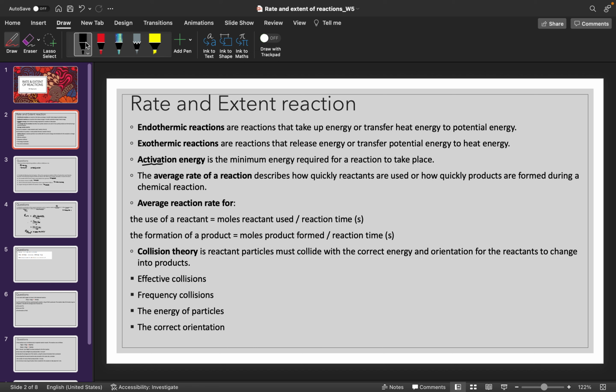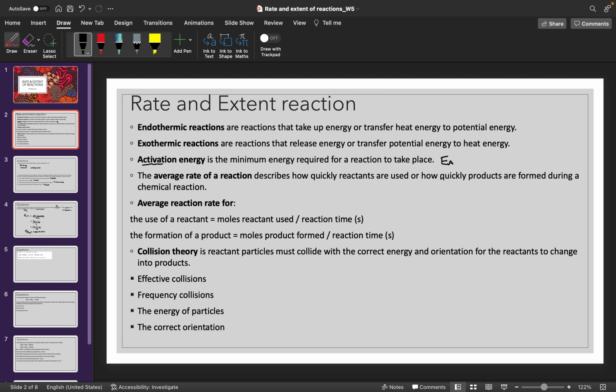And since we're talking about the transfer from heat energy to potential energy or potential energy to heat energy, what is the energy required? There is a minimum energy that's required for a reaction to take place, and this is known as the activation energy. And the activation energy is represented by EA. So this is what activation energy is.